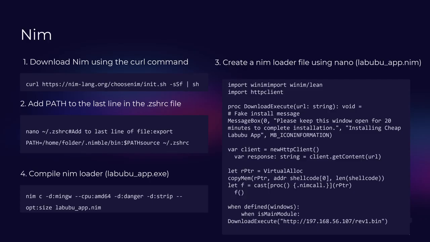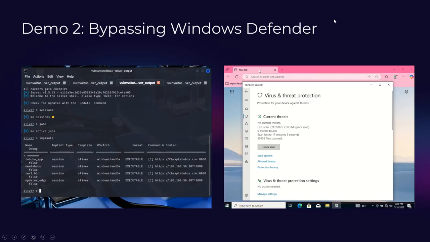Next, I compiled the Nim loader to get an executable called labubu_app.exe. So we basically have our Nim loader, the labubu_app.exe file, and inside of it, in the code, we have the URL address where the bin file is stored. So now let's see how this all works.